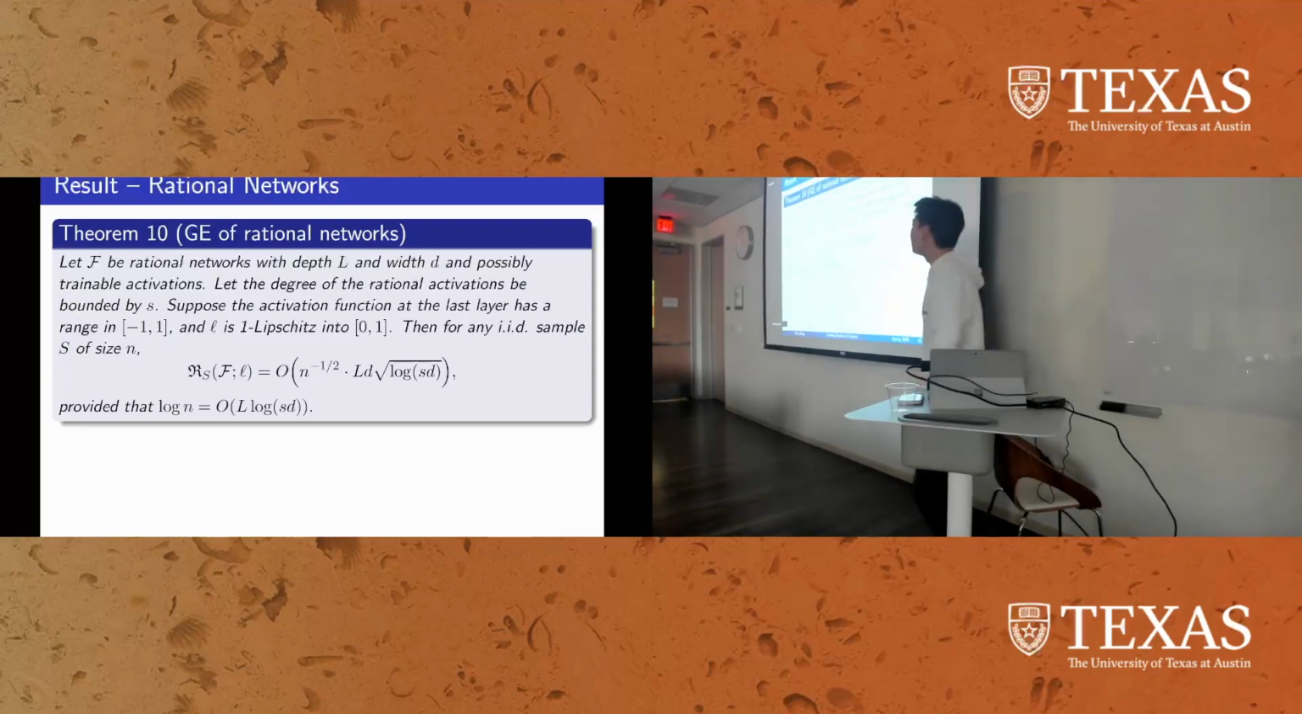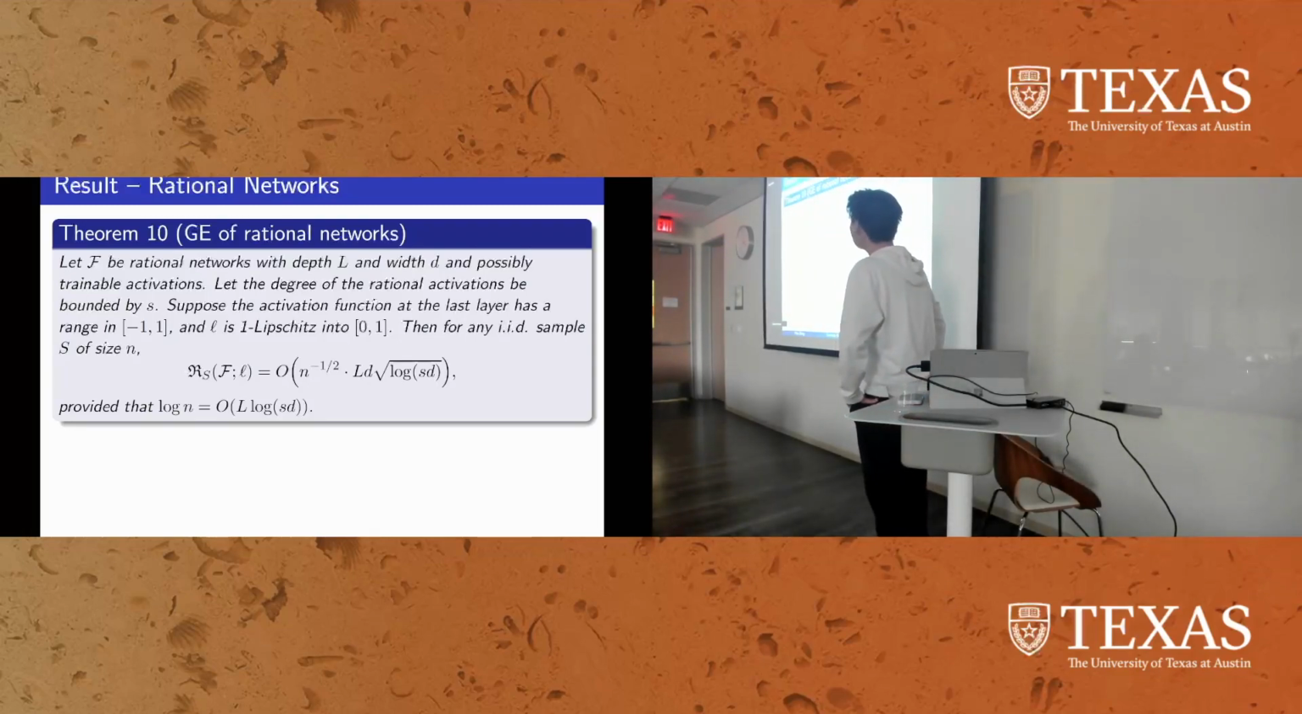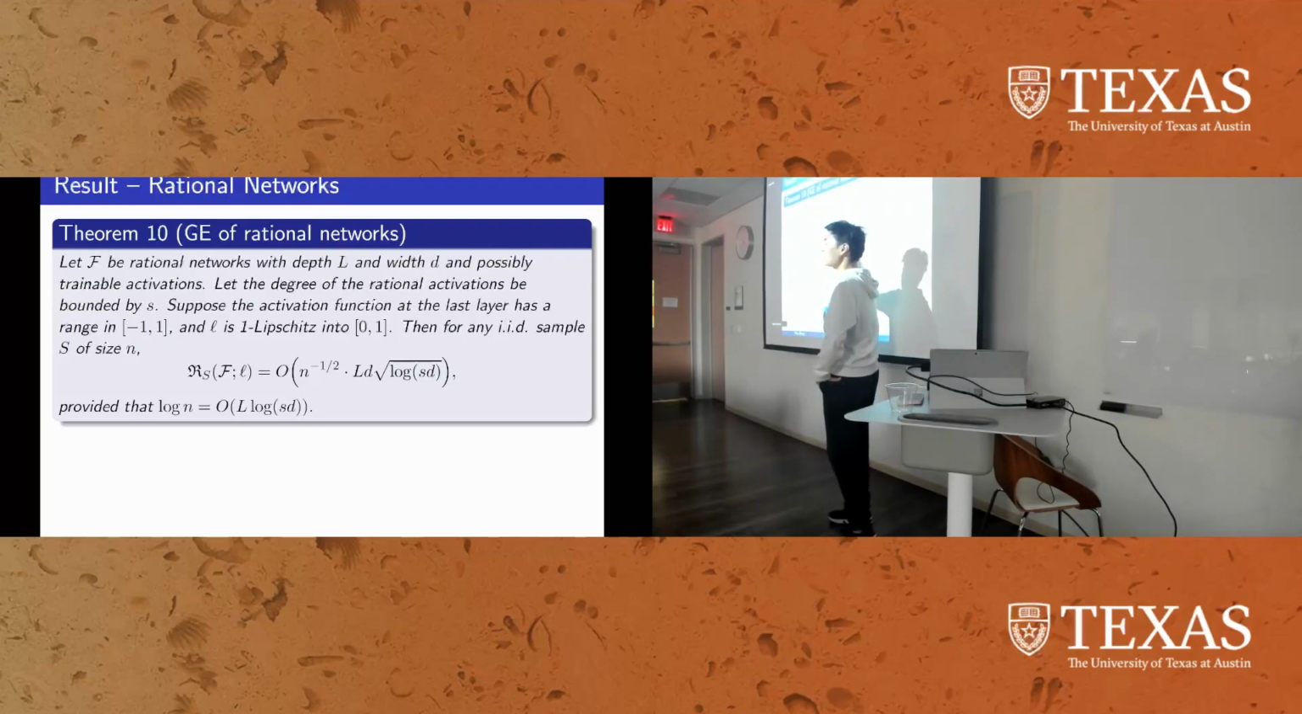Under this setup, if I have a training set of size n, the Rademacher complexity, and hence the generalization error, is bounded by n to the -1/2. This is the expected scaling, times the size of your network, times this log term.